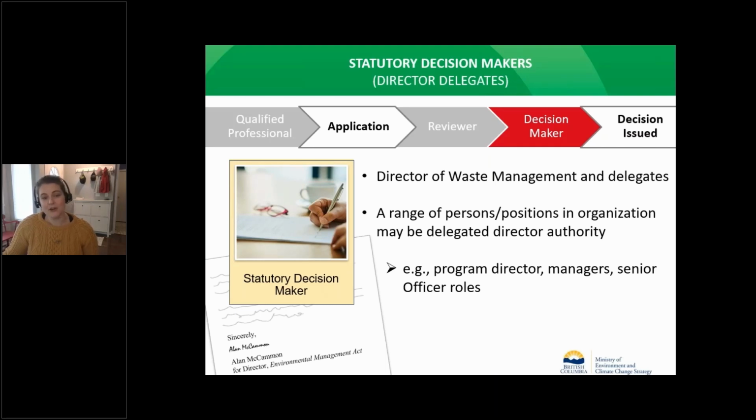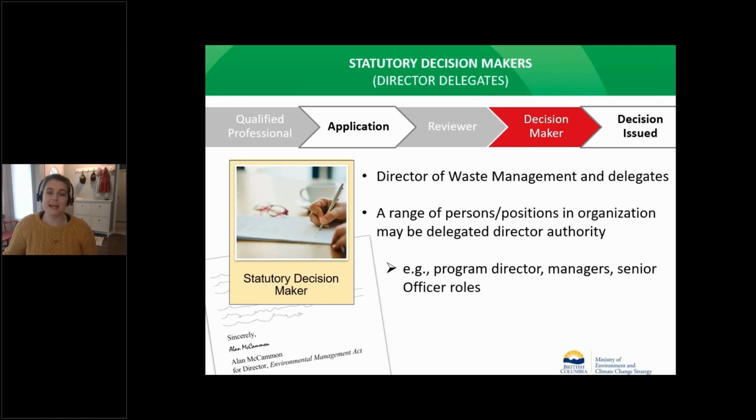The decision maker reviews an assessment and makes an unfettered decision to approve or not approve an application. As I previously touched on, a decision maker is an individual within the ministry who has been delegated the authority to act on behalf of the Director of Waste Management. When you receive a statutory decision from the ministry, it is signed for Director, Environmental Management Act, by a delegate of the Director of Waste Management.